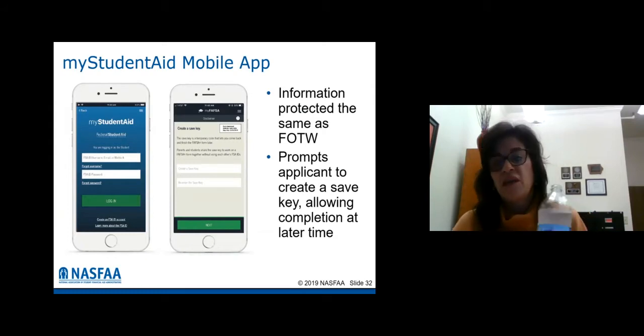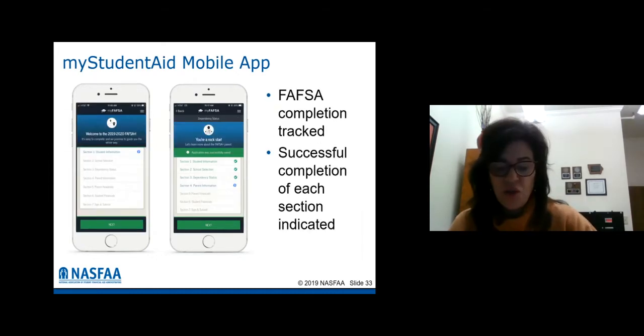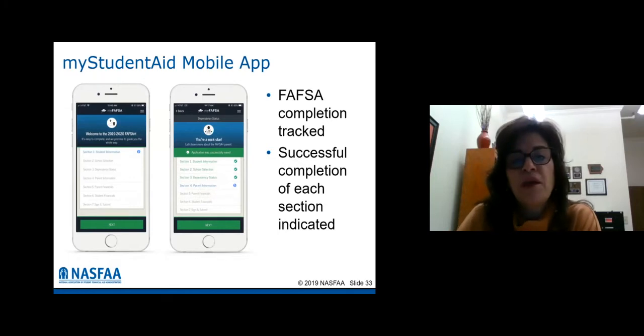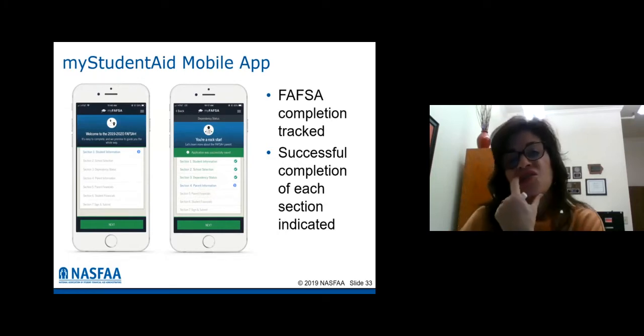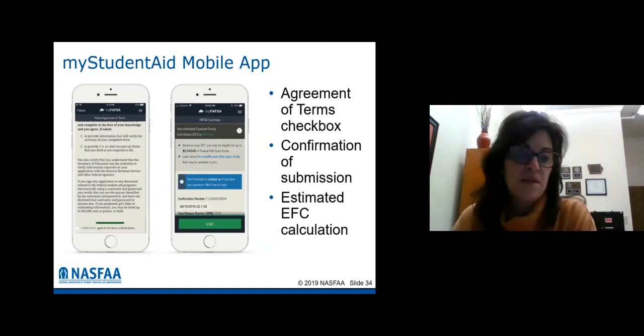You will put in a save key if you want to start it and complete it later, and that can be anything. It lets you know when you've completed each section, and it delivers it in little chunks and sections. It'll give you your confirmation the same as it does when you do it on the web, saying, okay, you've done this. Here's your EFC. Here's the confirmation that it's done. It will also send an email just like it does on FAFSA on the web to you saying that it's completed.